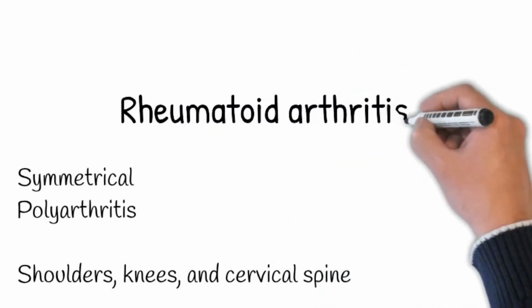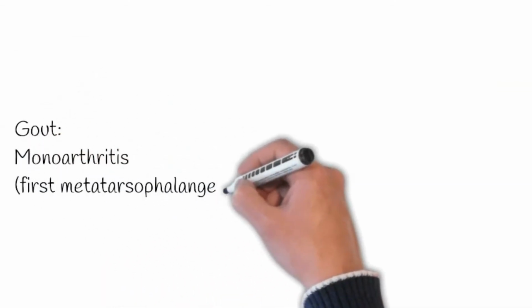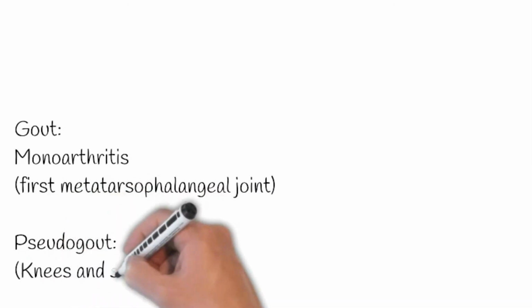Crystal arthritis: gout most commonly causes mono-arthritis affecting the first metatarsophalangeal joint, but may also affect the knees.